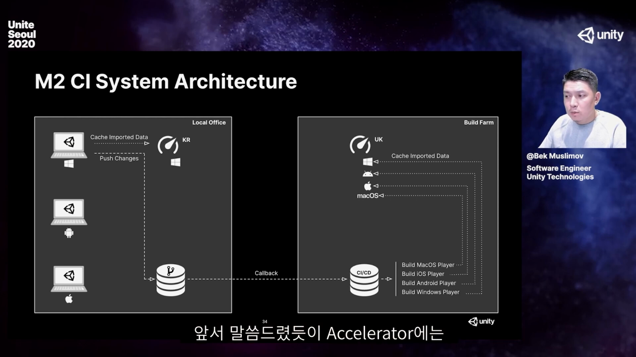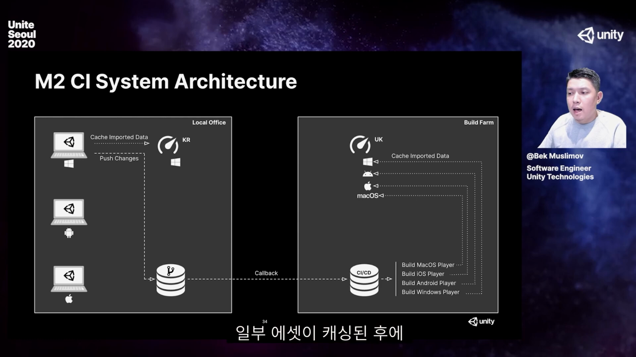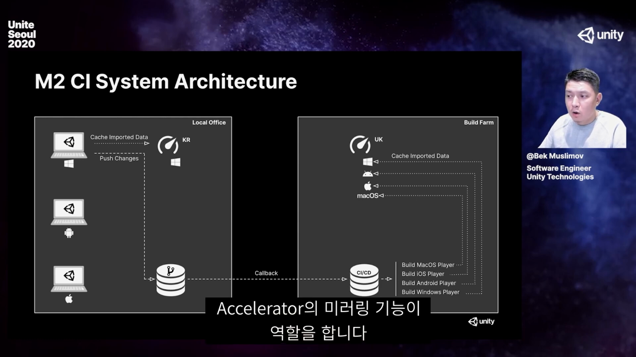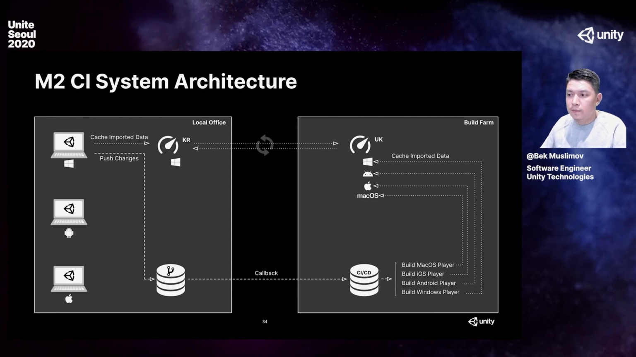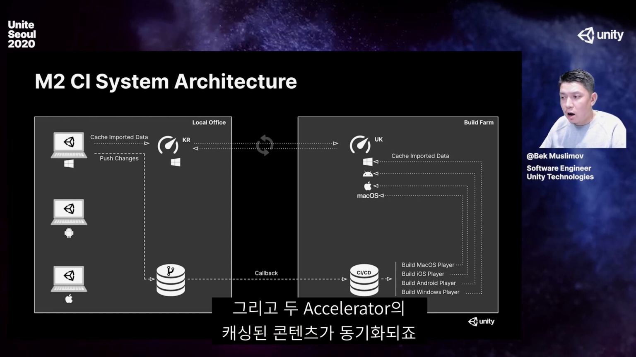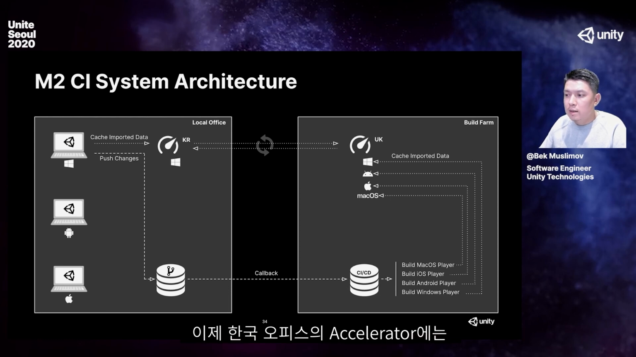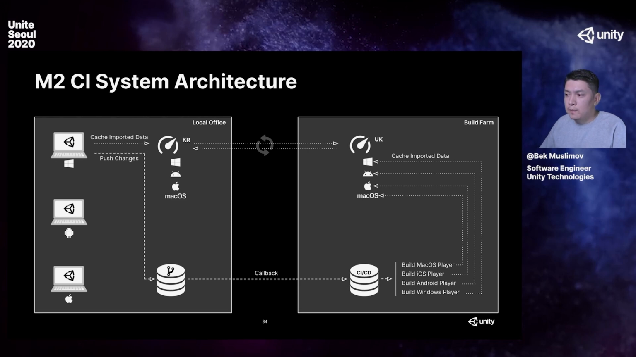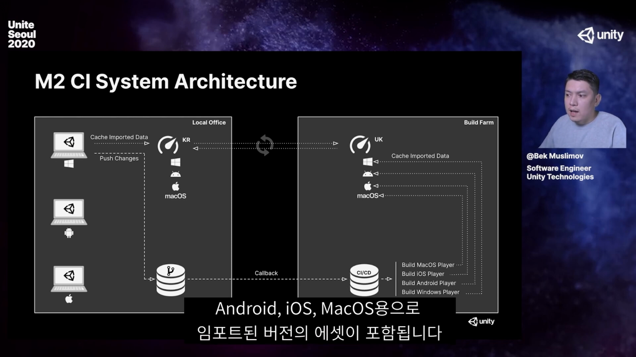As I mentioned before, the accelerator has a mirroring feature. After some assets are cached, the mirroring feature of the accelerator will kick in. And the cached contents of two accelerators will synchronize. Now, the accelerator in the Korean office will also have the imported versions of assets for Android, iOS, and macOS.